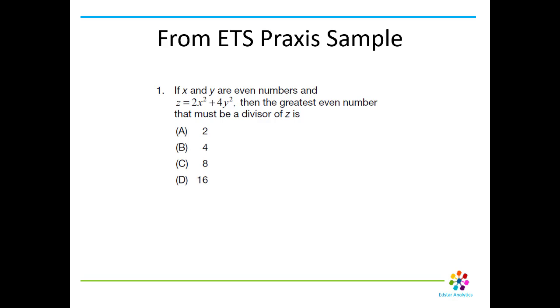So x squared is really 4 times something. You don't care about the something. So that first term there is 2 times 4 something, which is 8. And the next term is 4 times 4 something, which you don't care about. So you've got an 8 and a 16. And that's all you need to know to solve this problem. And the greatest even number that divides both 8 and 16 is 8.